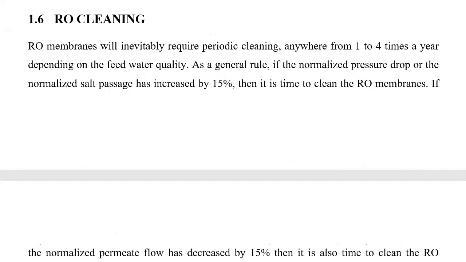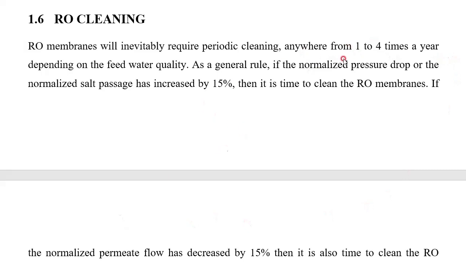Now we will discuss RO cleaning. However perfect the RO system is, it has to be cleaned some time or the other. So we cannot avoid the cleaning of the RO system. Generally, 1 to 4 times in a year the RO systems are cleaned, and that depends on the quality of the feed water. If the feed water quality is very good, then it requires less periodic cleaning of the system. If the quality of feed water is just average, then it requires more cleaning per year. So the general cleaning period is 1 to 4 times in a year.